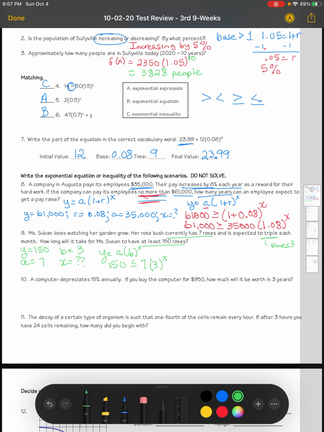Number 10, a computer depreciates 15%. So if it's depreciation, we know that that's going to be a decrease. It decreases annually if you buy the computer for $950. So if I buy it for $950, that sounds like my initial value. That's what I'm currently paying for it. How much will it be worth in 3 years? That's my time.